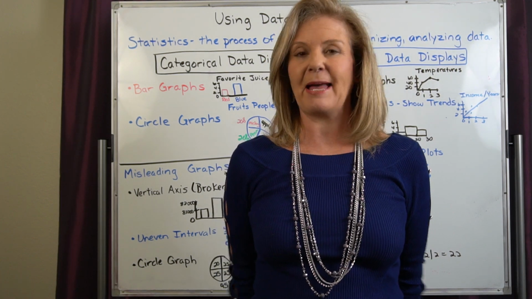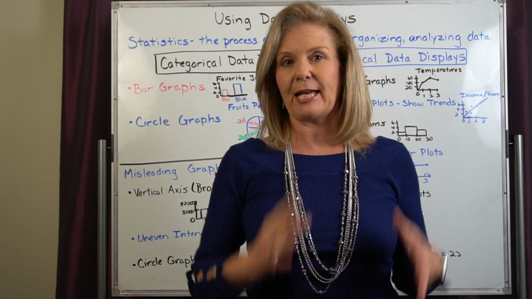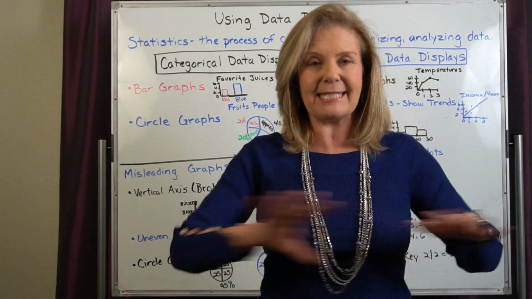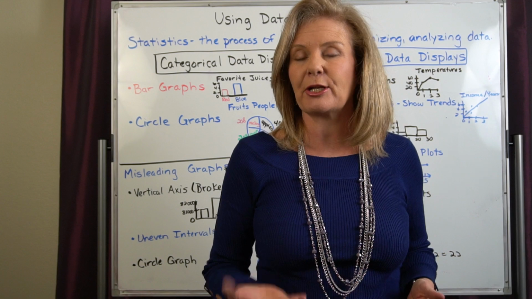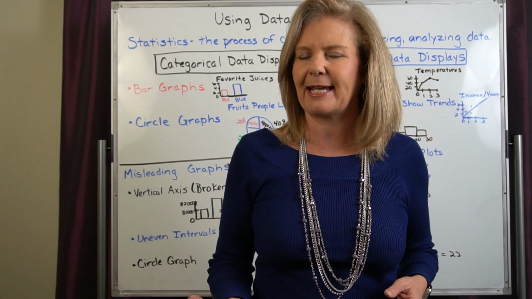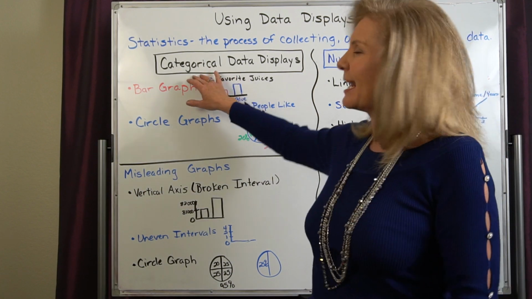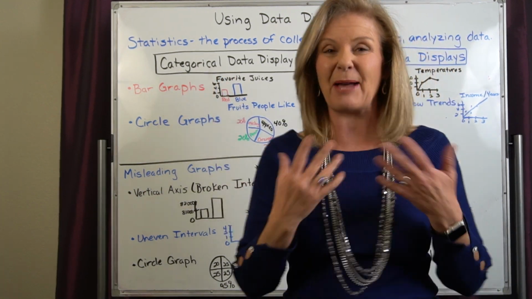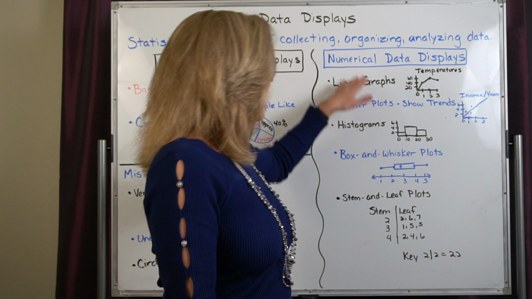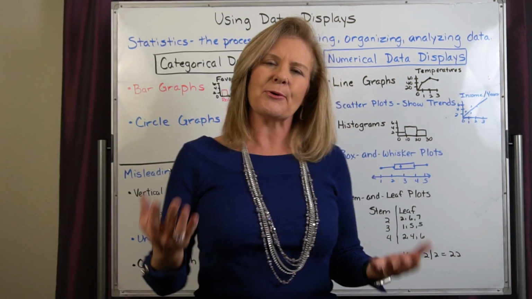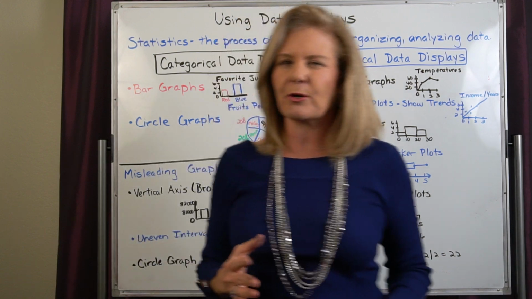Statistics is the area of math where we collect data, we organize the data, and we analyze the data. So today we're only going to be taking a look at how we can organize the data. Now there are two different types of data. We have categorical data, which is about categories, and we have numerical data, which really deals with numbers. So let's take a look at the categorical data.